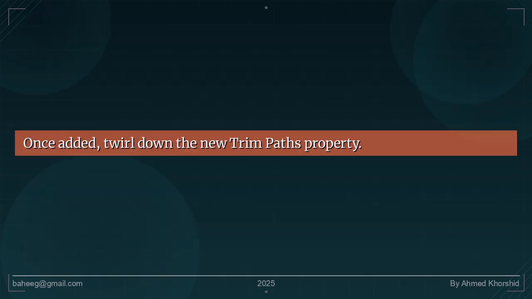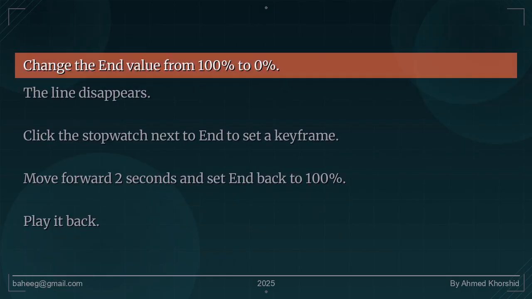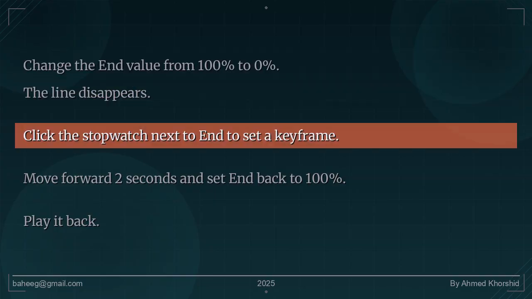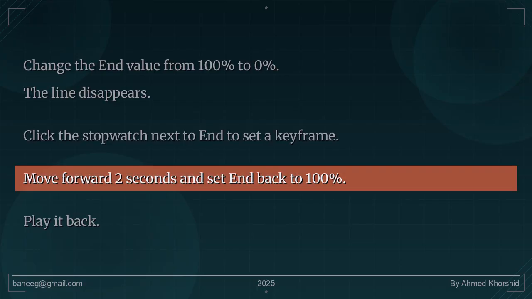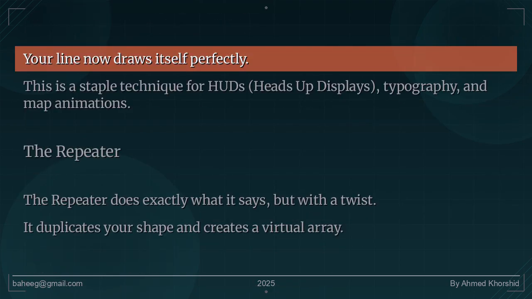Once added, twirl down the new Trim Paths property. You will see Start, End, and Offset. Change the end value from 100% to 0%. The line disappears. Click the stopwatch next to End to set a keyframe. Move forward 2 seconds and set End back to 100%. Play it back. Your line now draws itself perfectly.